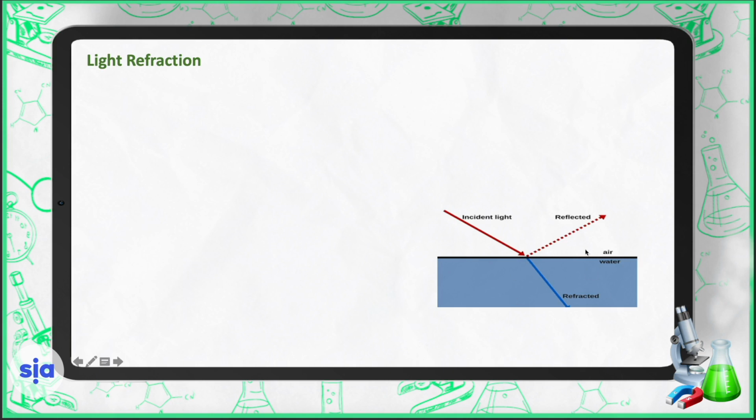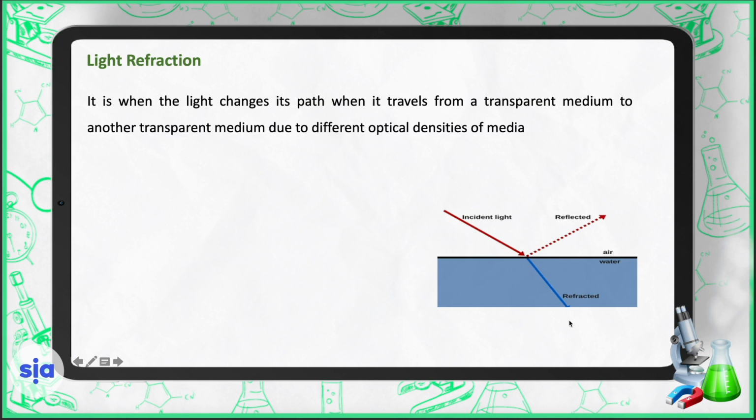Look at this picture. This is the incident light ray, and of course if light bounces back, this is reflection, but light will not perform the same as reflection. It will be refracted, or change its path. So we can define light refraction as when the light changes its path when it travels from a transparent medium to another due to different optical densities of media.